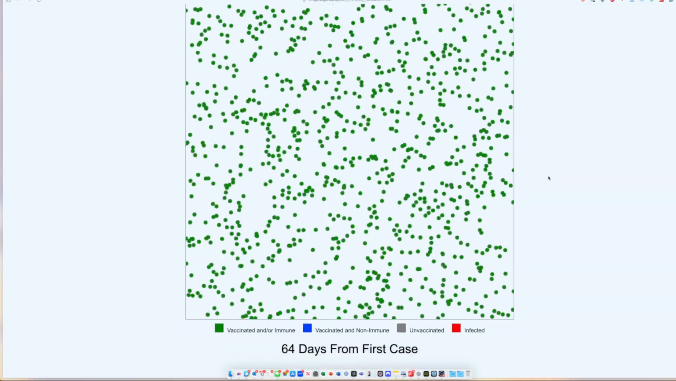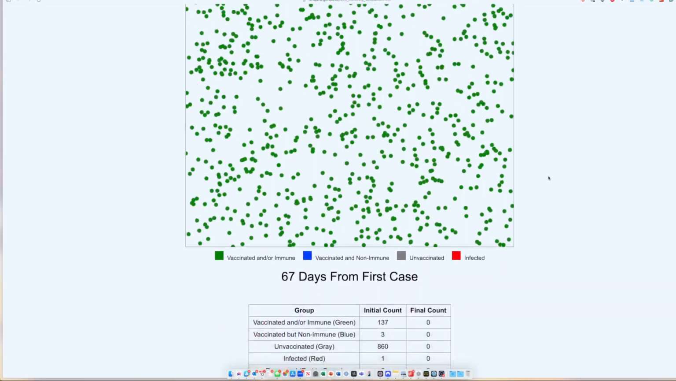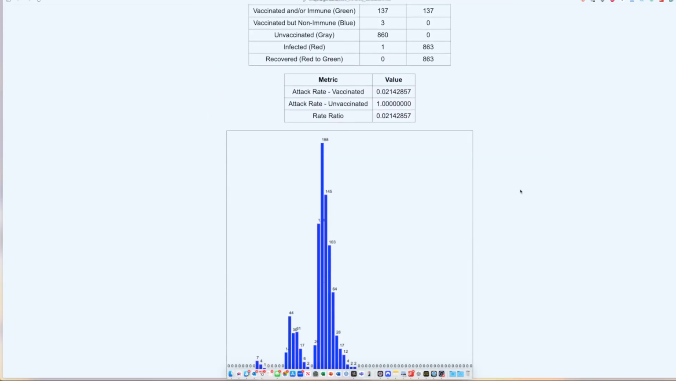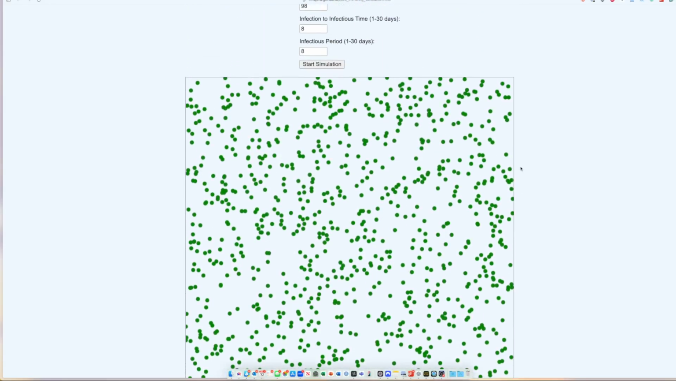Again, 2 incubation periods after the last case. That's when the simulation stops. So 67 days, and this is the epidemic curve. Very nicely modeled, propagated epidemic as expected. And that's the mathematical model that I have.